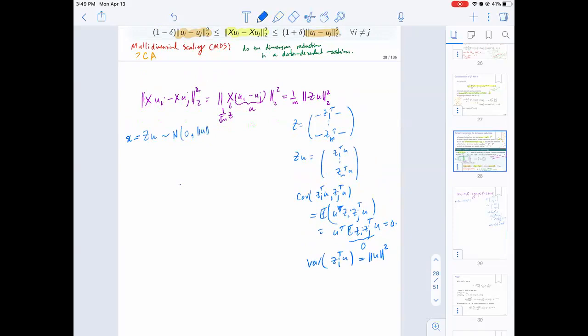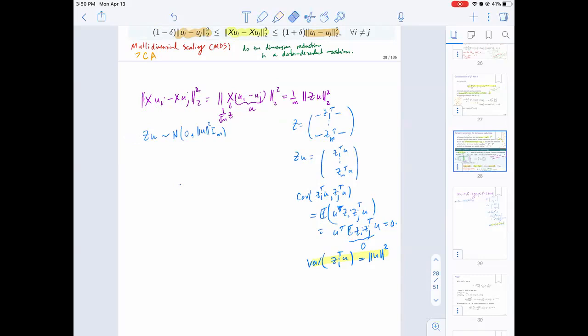Just verify that for yourself. That shouldn't be difficult. So this is going to be like this. Is everyone okay with this variance? Try this out. Basically you go through this, you would get z_i transpose here, that would be the identity, so you get u transpose u in that case.